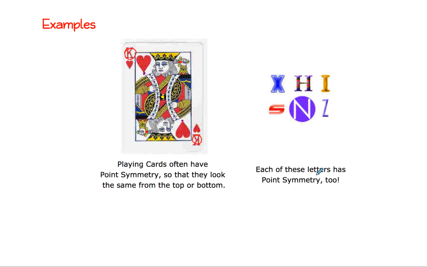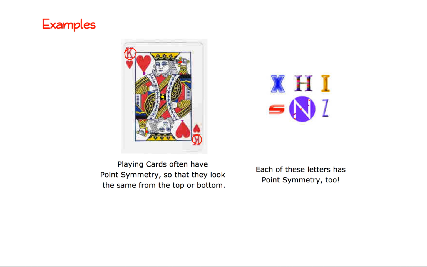Each of these letters also has point symmetry. In other words, every point on the right side of this N, so this point right over here, if I reflected it across this point of origin, it would map to a point on the N. If I took this point over here on the N and I reflected it over this point of origin, it would map onto this point on the N.